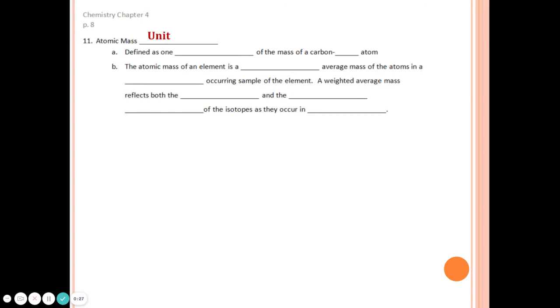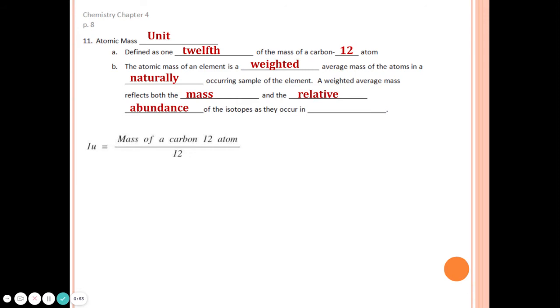All right, so atomic mass unit is defined as 1/12 of the mass of carbon-12. We measure all elements against carbon-12. That's the standard. The atomic mass of an element is a weighted average mass of the atoms in a naturally occurring sample of the element. A weighted average mass reflects both the mass and the relative abundance. That just means how much of the stuff is out there in nature of the isotopes as they occur in nature. So maybe there's more carbon-12 than there is carbon-14 out there.